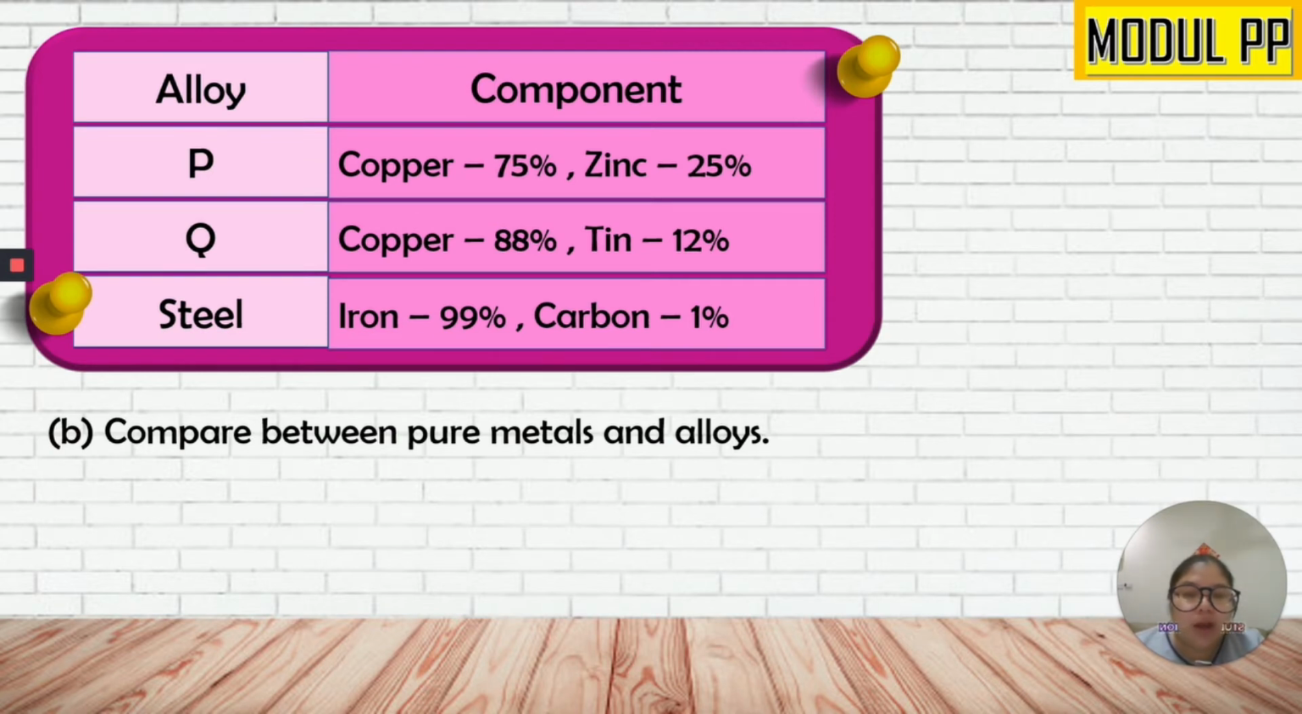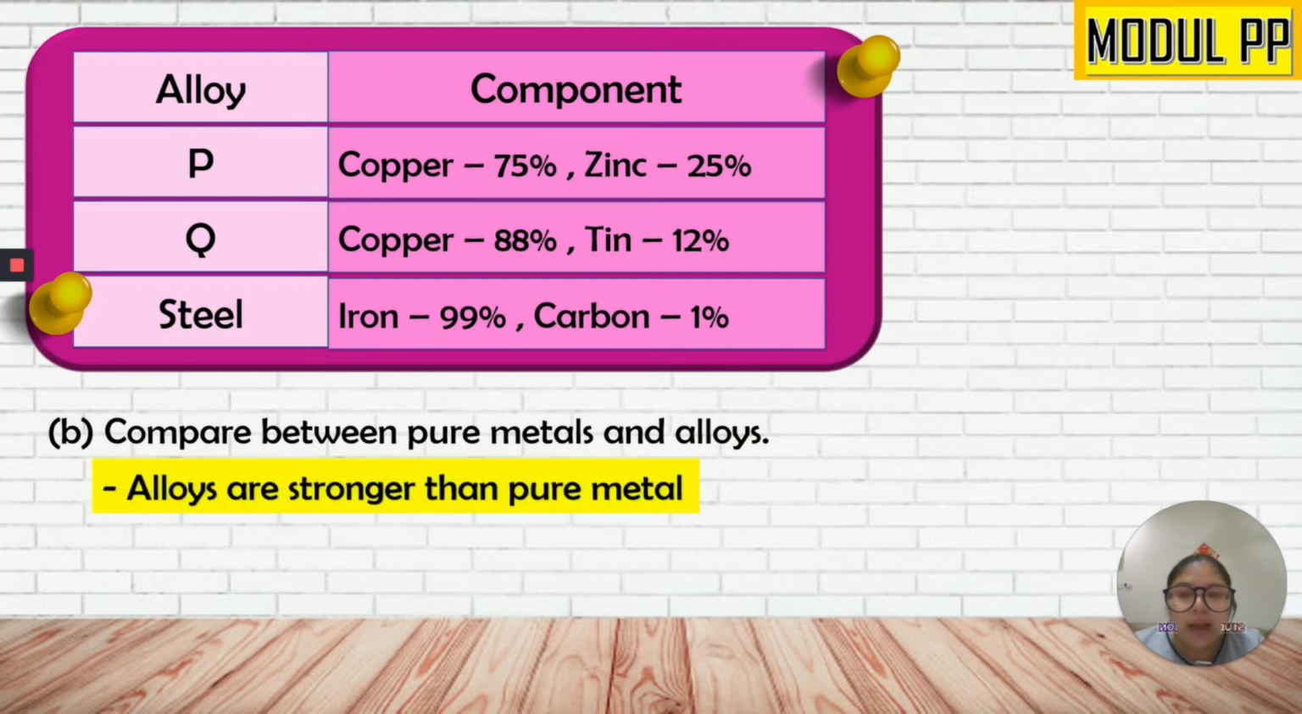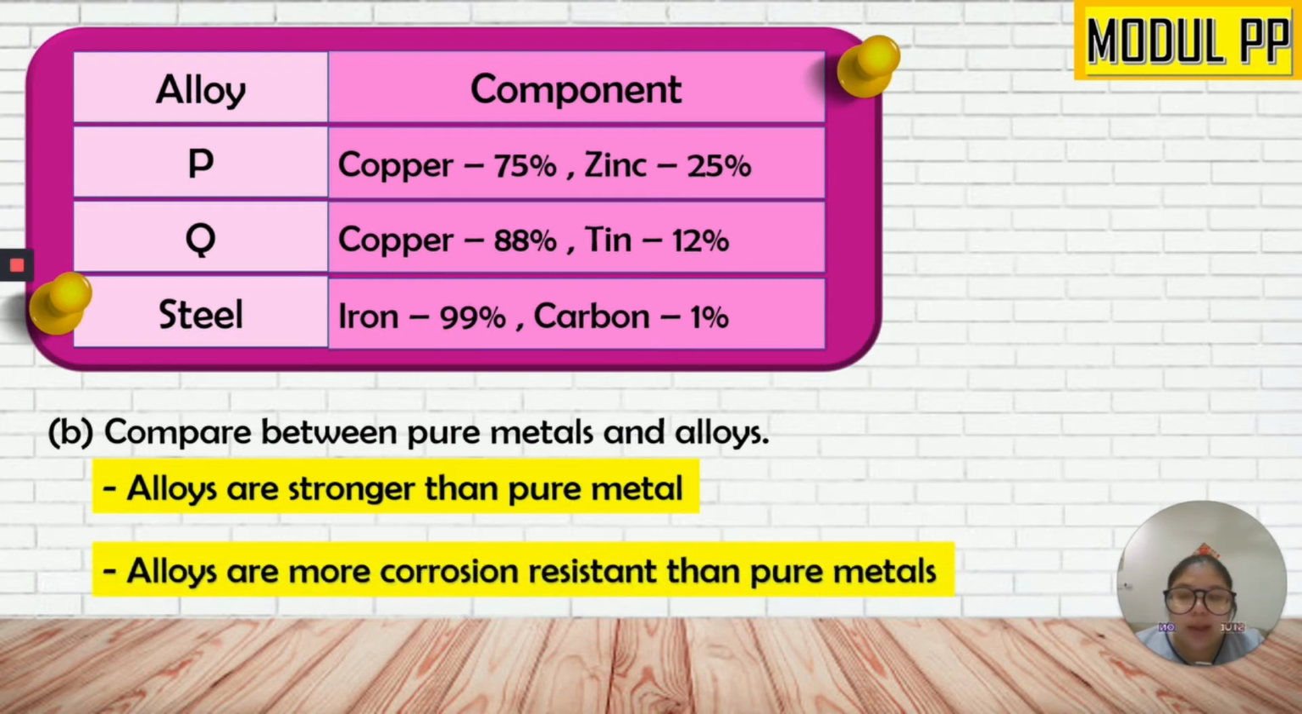How about the alloy? Alloy is a mixture. They can add the foreign element. So this one is the difference. The question mentions how many differences, so we just compare only. Let's see the answer. Alloys are stronger than the pure metal. So this one is the first difference. Number 2, alloys are more corrosion resistant than the pure metal. So this one is talking about the characteristic. Alloy stronger, alloy also more corrosion resistant.